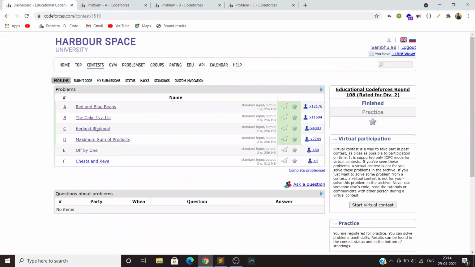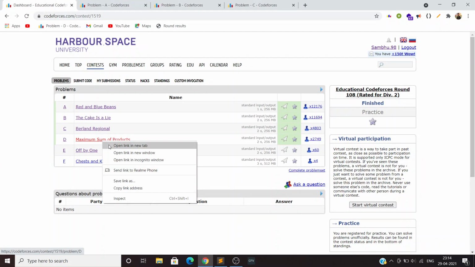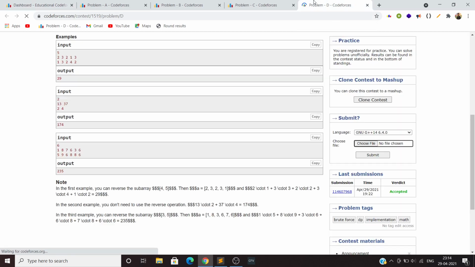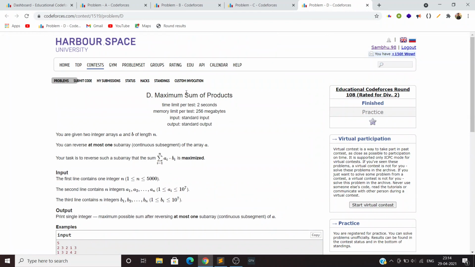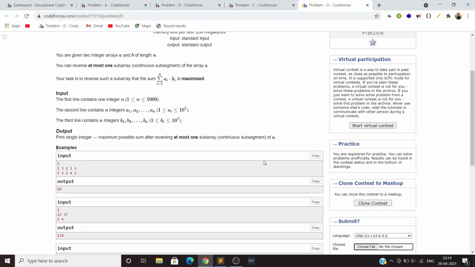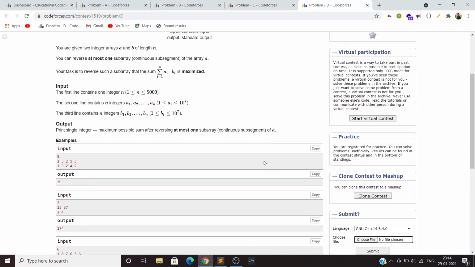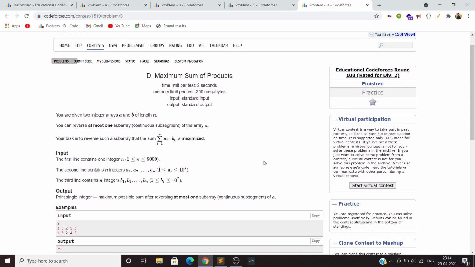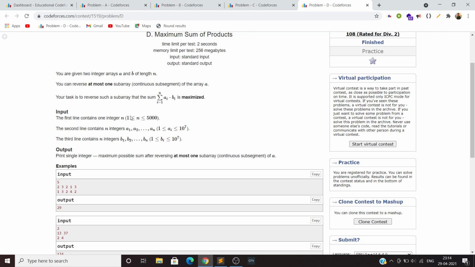So let's move on to problem D. Problem D is the easiest problem I have seen. It took me much less time to solve this compared to the first three problems, only 20 or 25 minutes, and it is very simple and very similar to a problem that I have solved before.